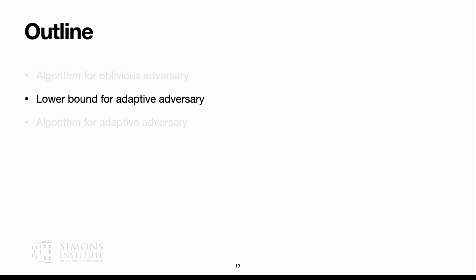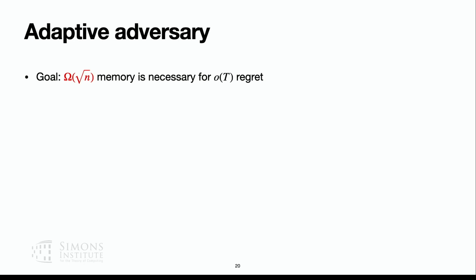Okay. Now I will show the lower bound and show why square root memory is necessary in order to obtain sublinear regret. Question? I have a question on the algorithm.